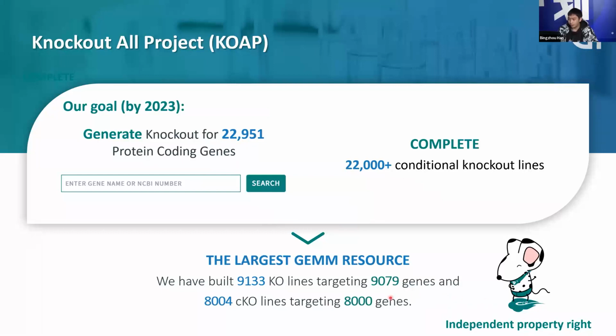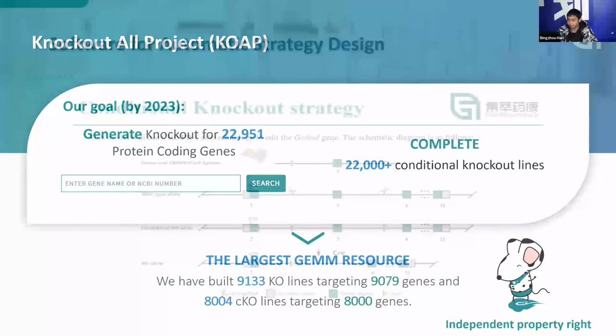So far, we have already built over 9,000 knockout lines and 8,000 floxed lines, and combined with other strains like point mutations, knock-ins and other tool strains, we now have over 19,000 strains with independent property rights, and we are currently the biggest strain keeper in the world.